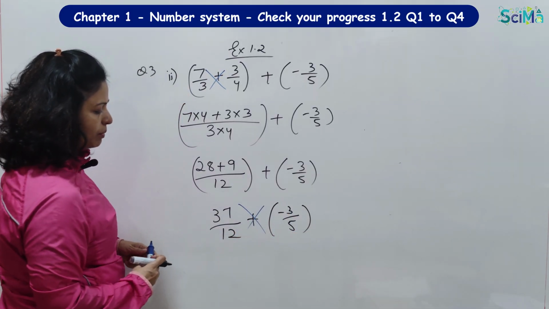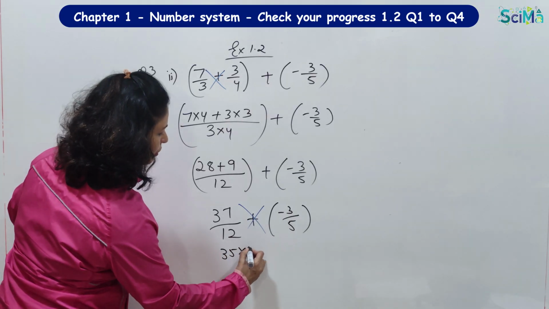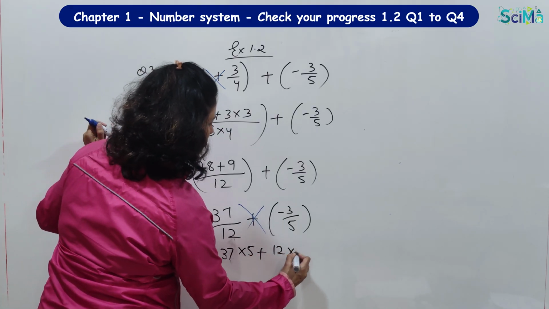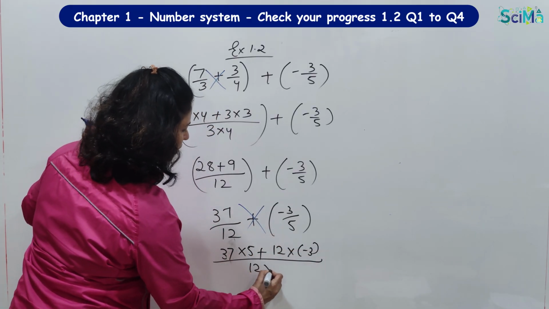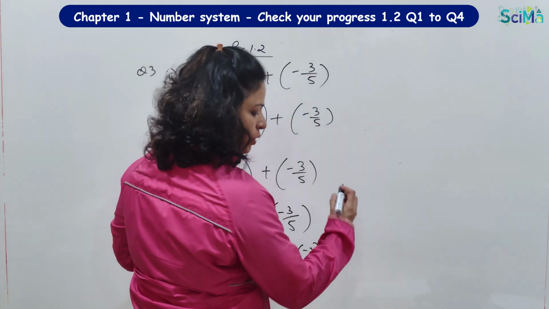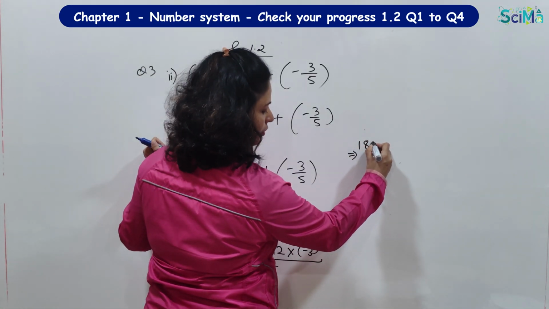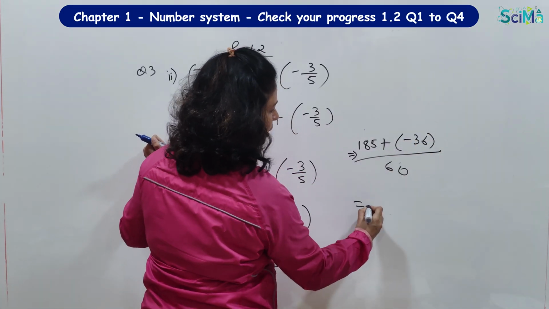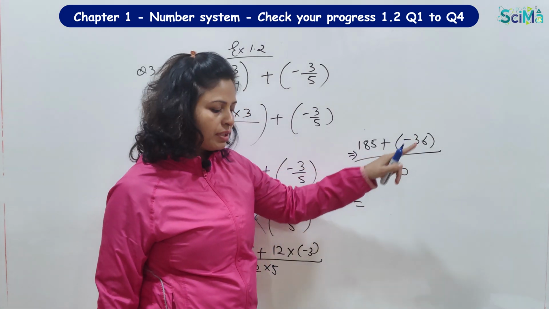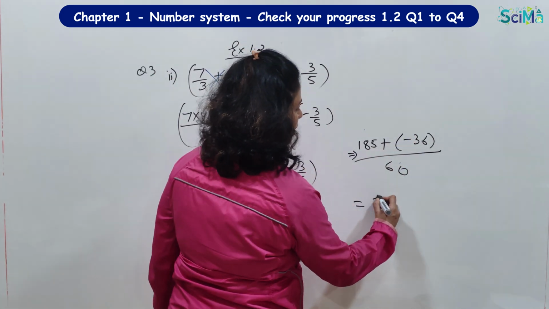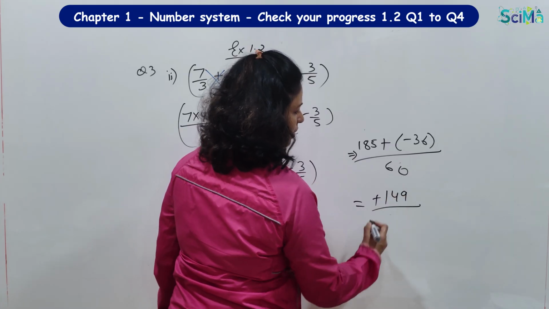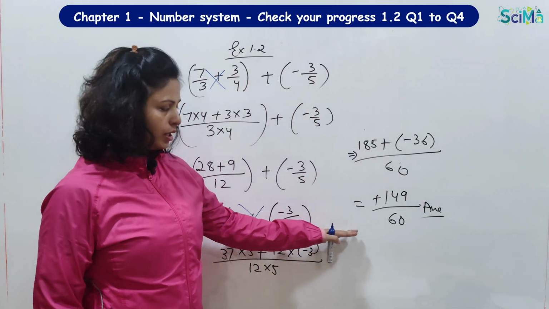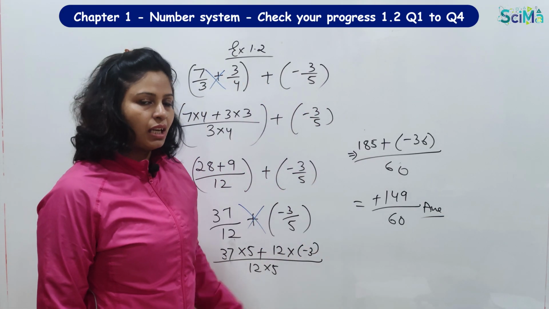Here we get 37 by 12 plus minus 3 by 5. Again we have to go for cross multiplication: 37 into 5 plus 12 into minus 3 divided by 12 into 5. So here we get 185 plus minus 36 divided by 60. Here you have one positive sign and one negative sign, so we go for subtraction, with the sign of the bigger number. So we get 149 by 60. Here we cannot reduce it to lower terms, so this is our final answer.